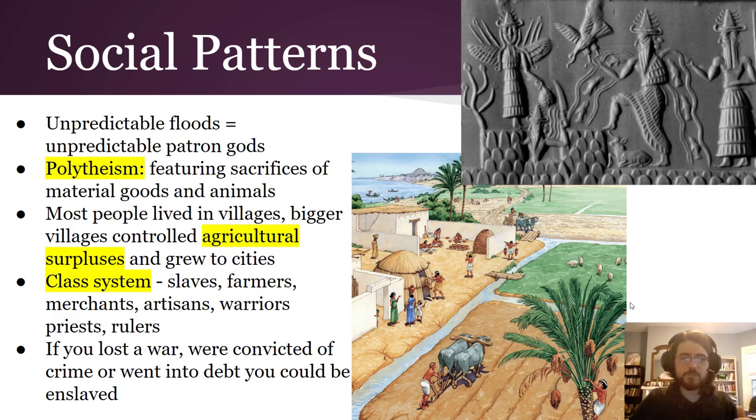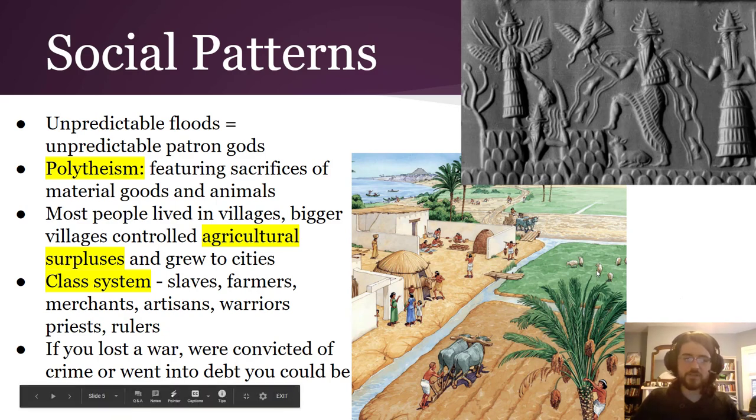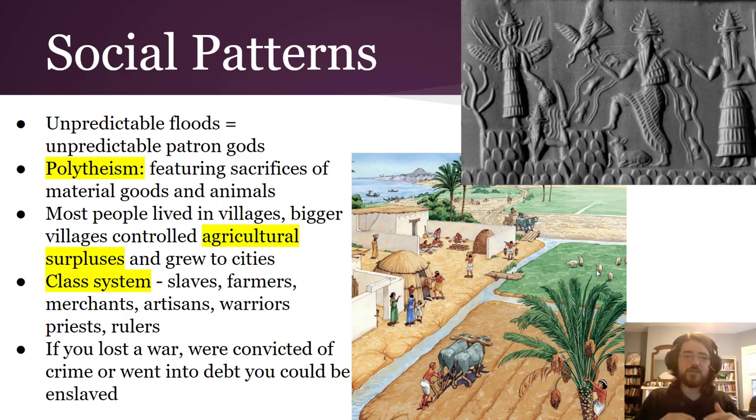Now, most people lived in villages. And the larger villages got, the more they could have people specialize in labor and create agricultural surpluses because they were working on larger farms. There was more efficiency in building those irrigation systems and using plows and things like that, like you can see down here. And so they had lots more food to go around and got bigger in terms of population. And then those villages grew into cities.